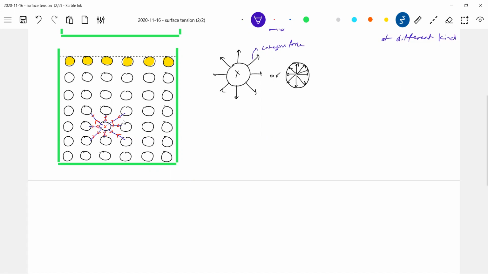So what is the net force on the molecule X? It will be zero. So I'll write it here: the net force on molecule X is zero and it is in equilibrium.